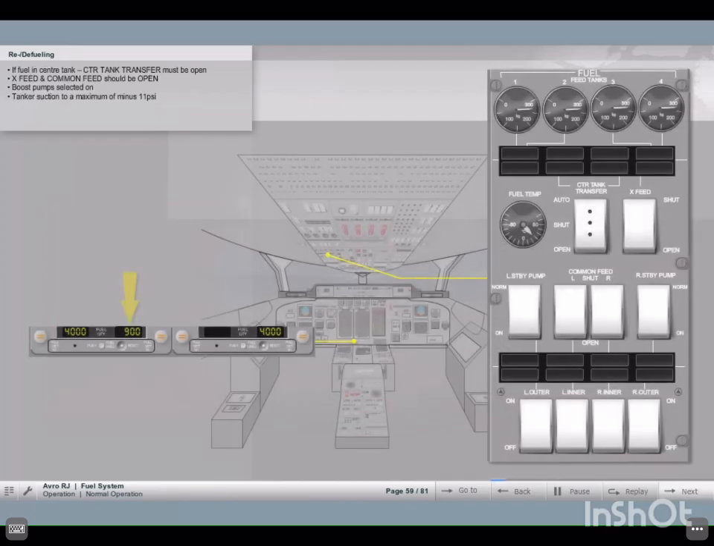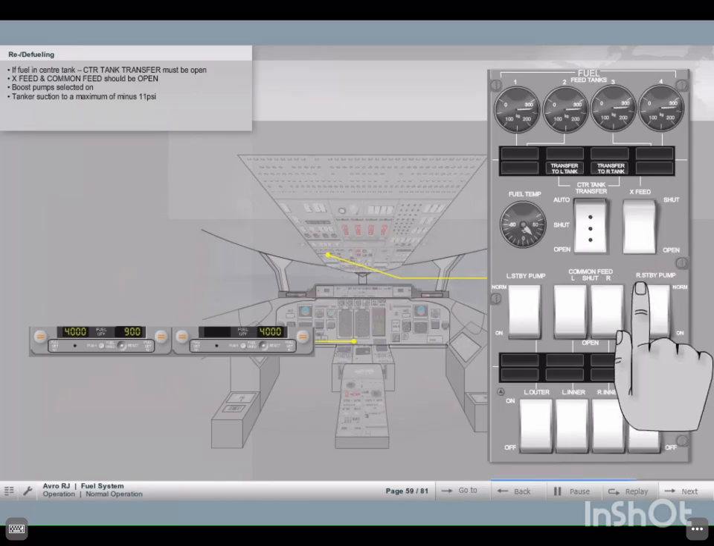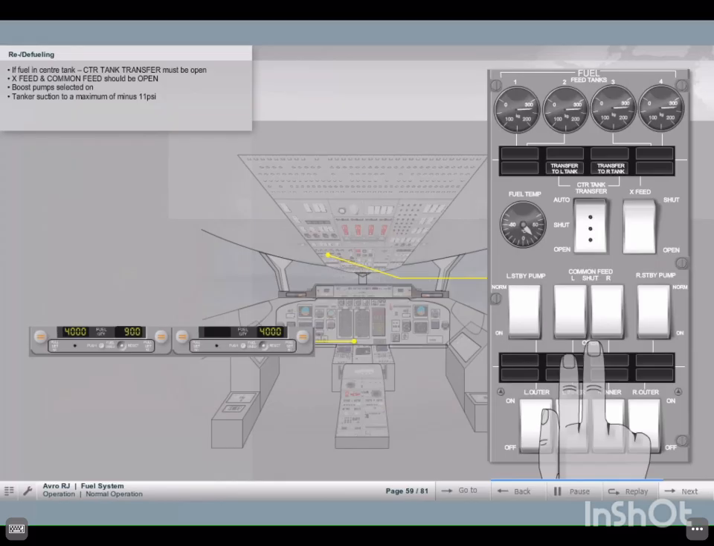If there is fuel in the center tank, transfer must be open. The crossfeed and common feed valve should be open and the boost pump selected on. Tanker suction is applied to a maximum of -11 psi.